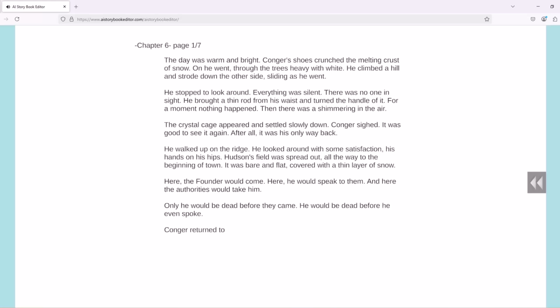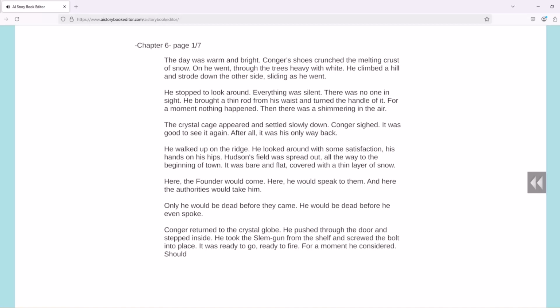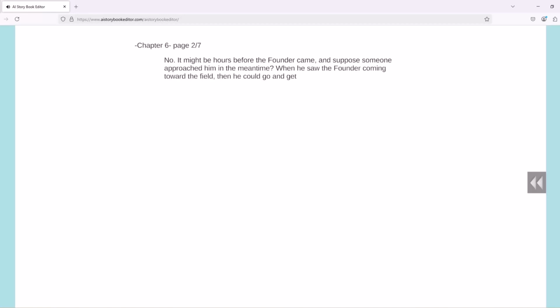Conger returned to the crystal globe. He pushed through the door and stepped inside. He took the Slem gun from the shelf and screwed the bolt into place. It was ready to go, ready to fire. For a moment he considered, should he have it with him? No, it might be hours before the founder came, and suppose someone approached him in the meantime. When he saw the founder coming toward the field, then he could go and get the gun.